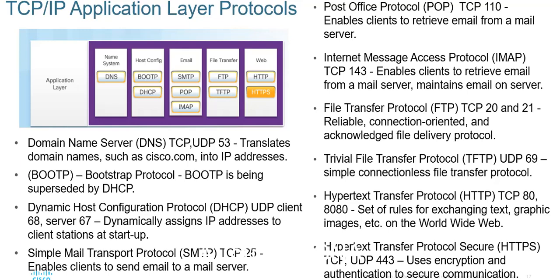Next one is the BOOTP. The BOOTP has been superseded by DHCP. What BOOTP does is that it provides you with the automatic IP address if your device is unable to obtain an IP. We talk about this, an APIPA address. So then from there, the DHCP came in.